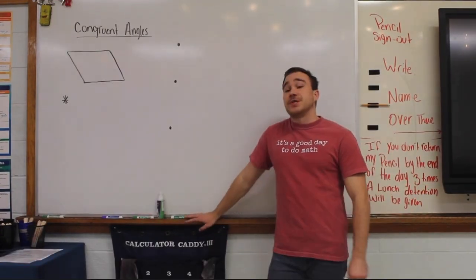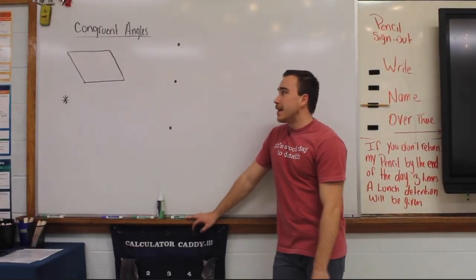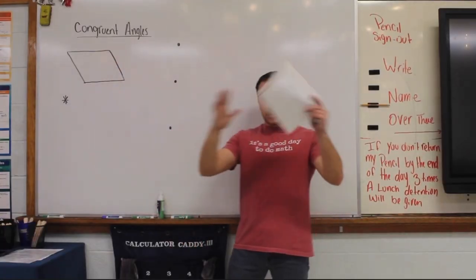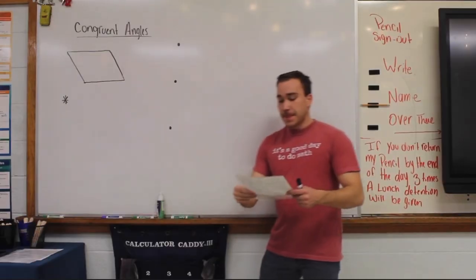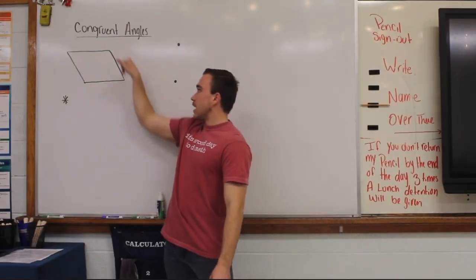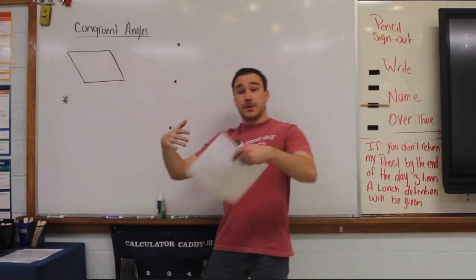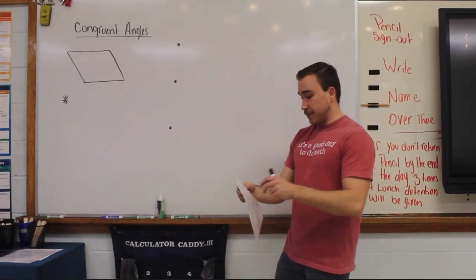Now, we just finished talking about congruent sides. Remember, congruent means the same. Now we're going to be talking about congruent angles. Shapes have sides, and shapes also have angles. The sides are on the outside, and the angles are where those two lines meet. So we have to now show which angles are congruent to each other.